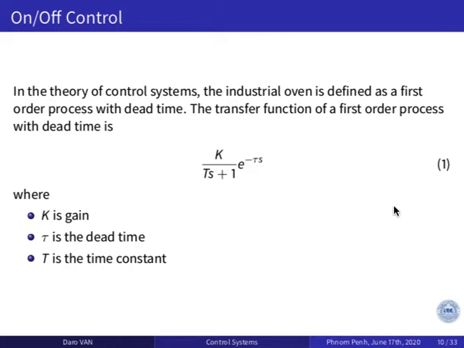So the industrial oven has two important characteristics which need to be explained because they affect the response of the controller. One is called the dead time, and another one is called the capacitance. In practice, the system cannot respond immediately, and it takes some time until the controller output has any effect on the measured output. Okay, so this is called dead time. This tau is the dead time. It's the delay in the system.